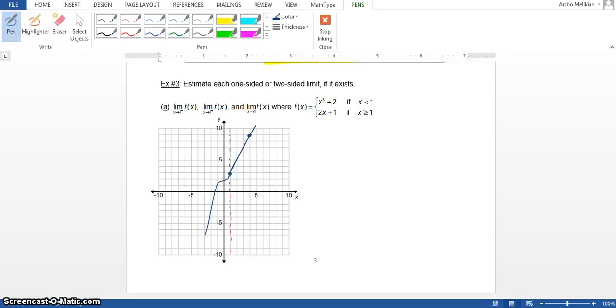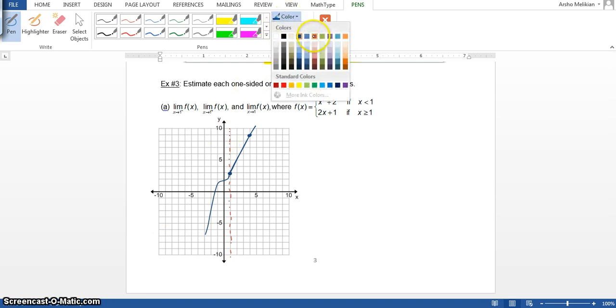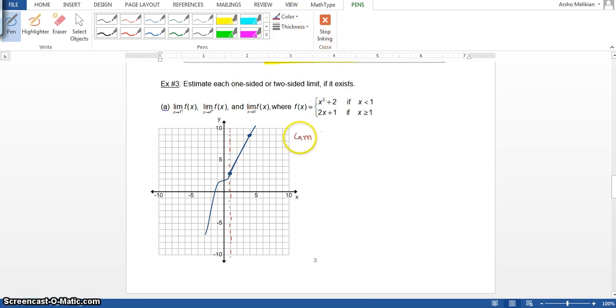Once you graph this, you're now ready to look at the limits. So the first limit here is the limit of f of x as x approaches 1 minus. That means I'm approaching x equals 1 from the side of the negative numbers, from the left side. So as I approach 1 from here, where is my graph going? It looks like it's going up to what value? 3.